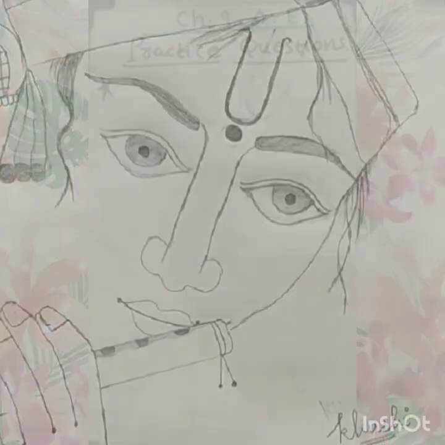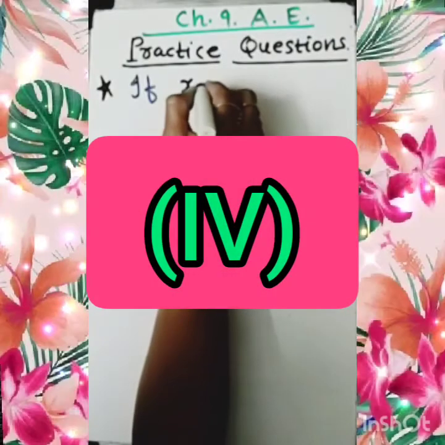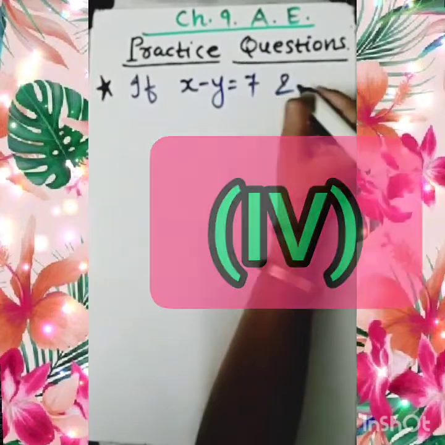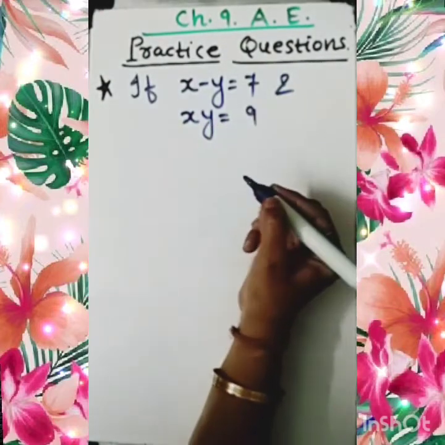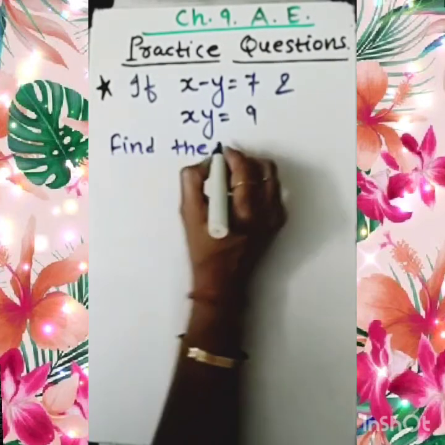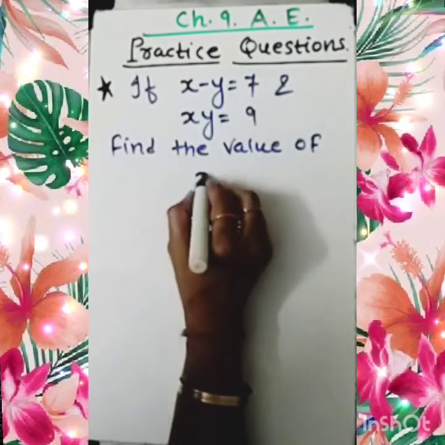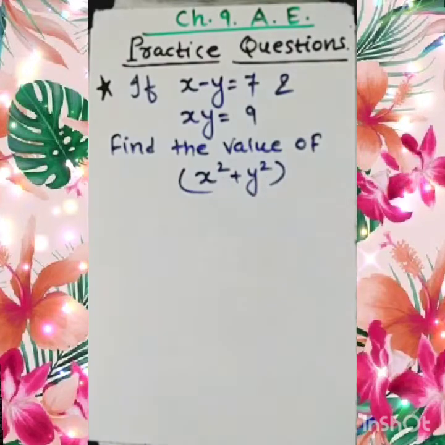So dear student, let's work out one more important question. The question is, if x minus y equal to 7, this we are given, and along with that we are given xy equal to 9, then find the value of... which value we need to find? That is x square plus y square. The value of this we need to find here.